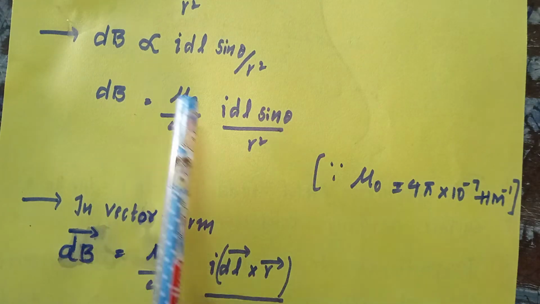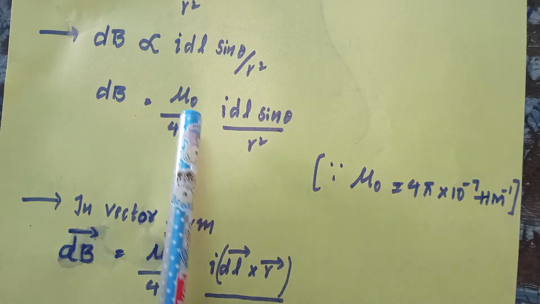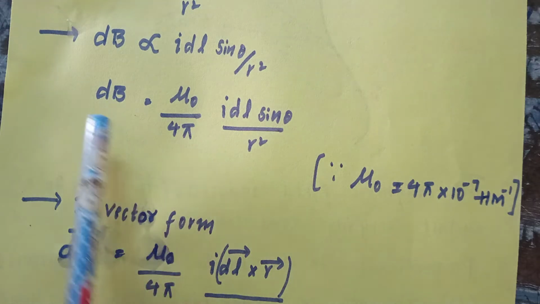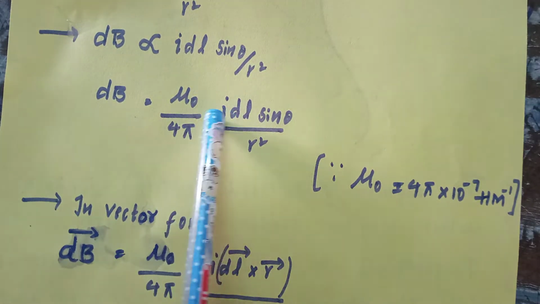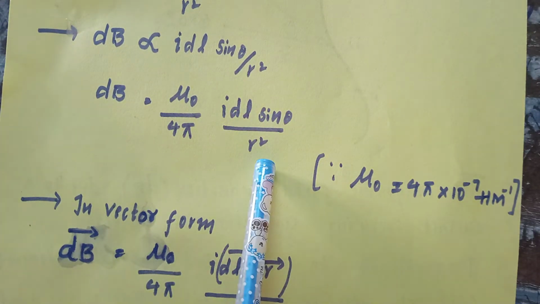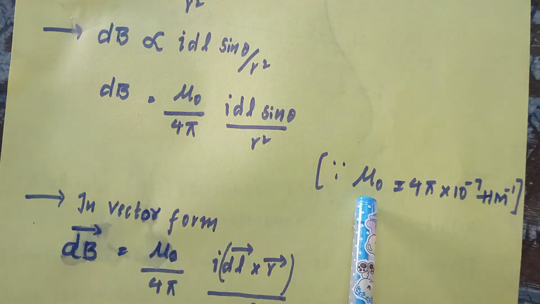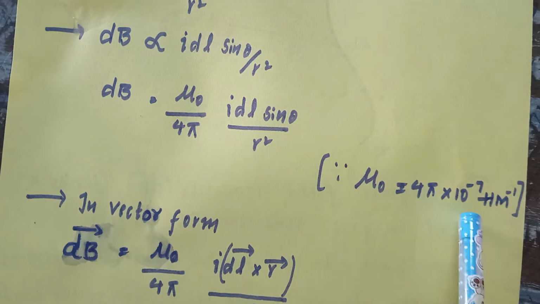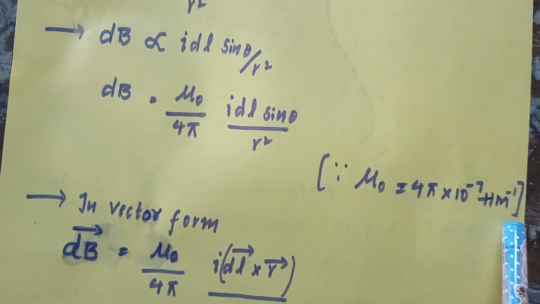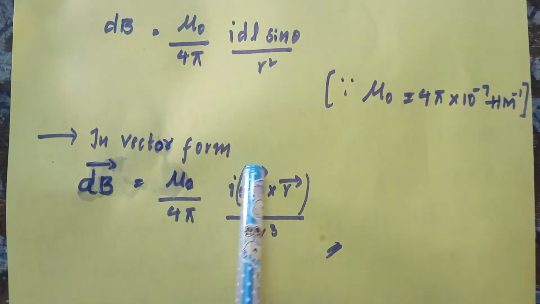Remove the proportional symbol and you get the constant, that is mu naught by 4 pi. So dB is equal to mu naught by 4 pi, I dl sin theta by R squared. Sir, what is meant by mu naught? Mu naught is the permeability of free space. The value is 4 pi into 10 to the power minus 7 henry per meter.